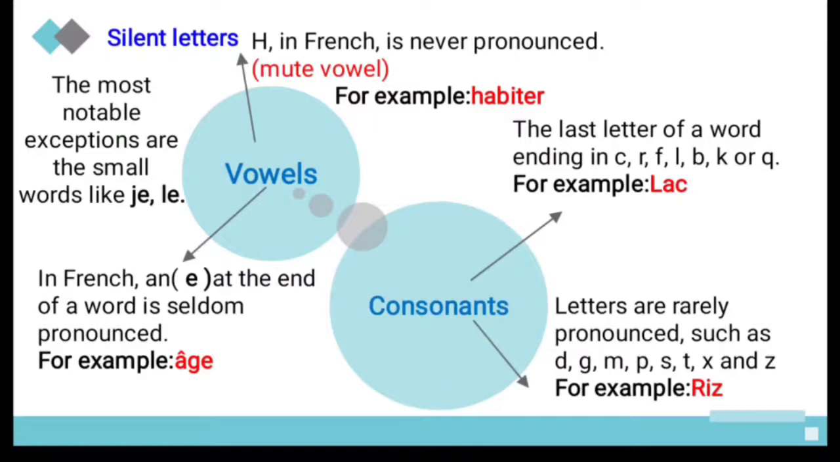You have to pronounce what? Ri only. It means rice. So these are the silent letters in vowels and consonants.